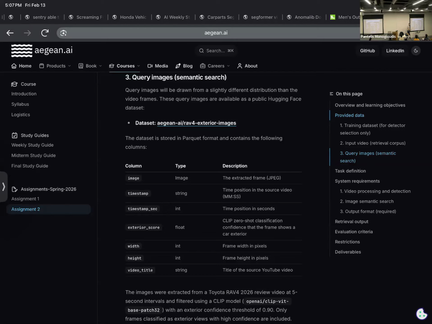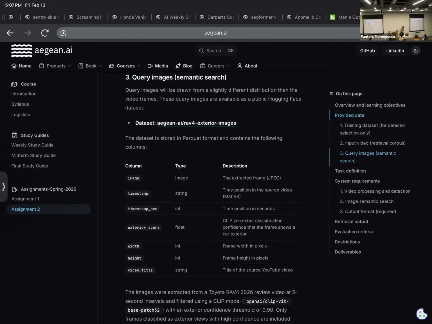So for every row, we have a query image. A query image comes in, a video clip comes out. Some of the images are correlated. Some of the images are not correlated. It doesn't matter. Just return a video clip.